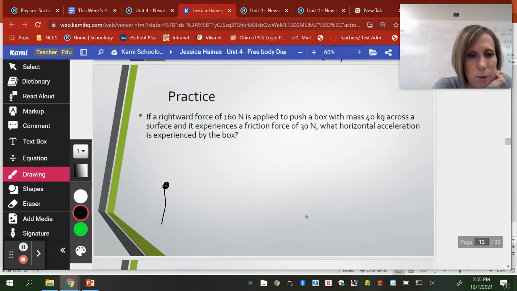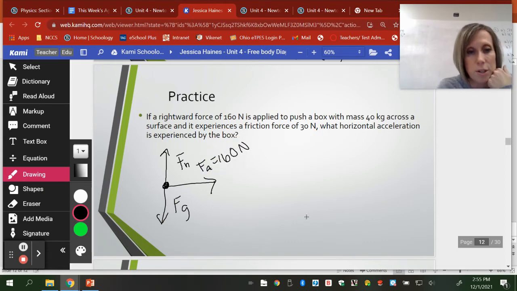We have gravity working down, the force due to gravity. We have the normal force pushing up. They're equal and opposite. We have an applied force of the same value as before, 160 newtons. Now we have friction opposing it. It's still small, not as big as our applied force. We have a force of friction of 30 newtons.